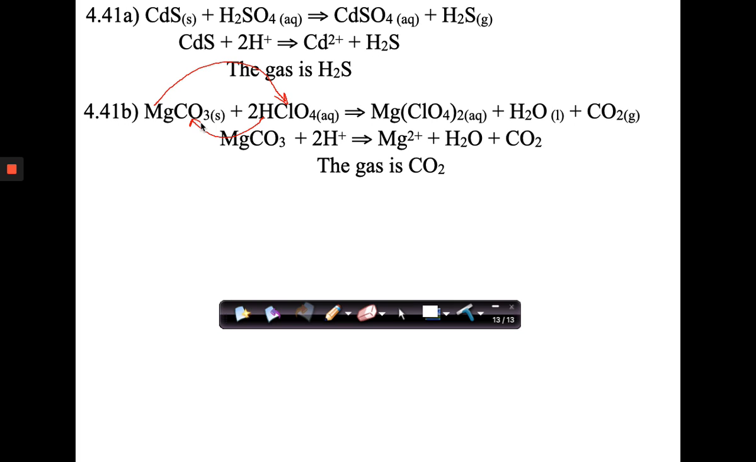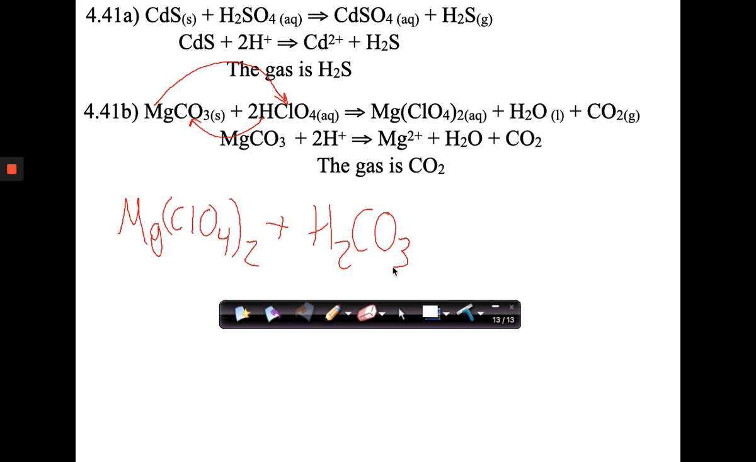When that happens, your products are magnesium chlorate and then the carbonic acid molecule. We're not even going to balance the equation right now, but these are our products. But then here's the trick. This doesn't stick around. This immediately breaks down, and we represent it as its products, which are carbon dioxide and water.